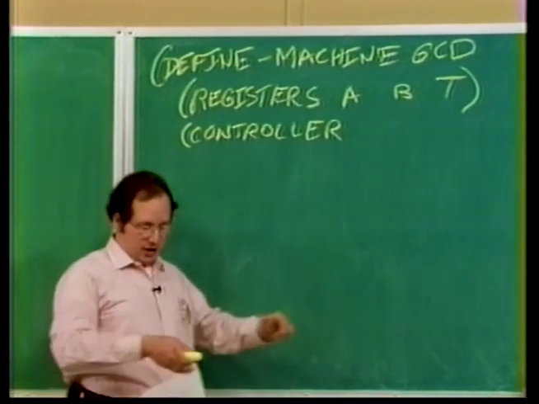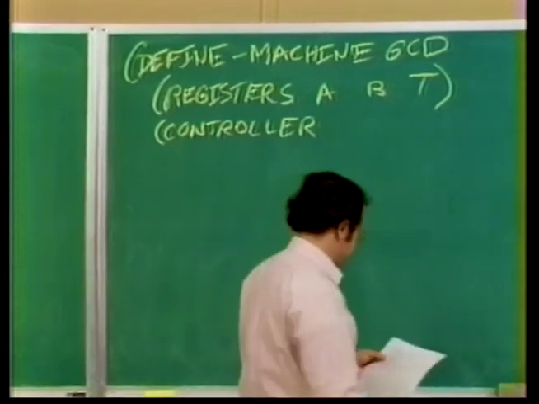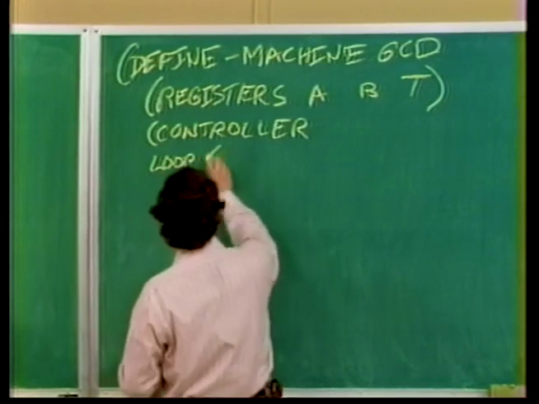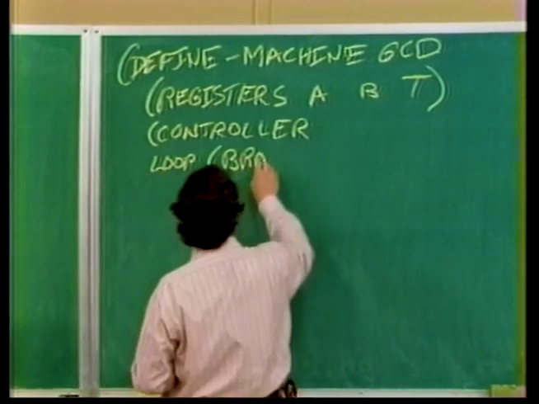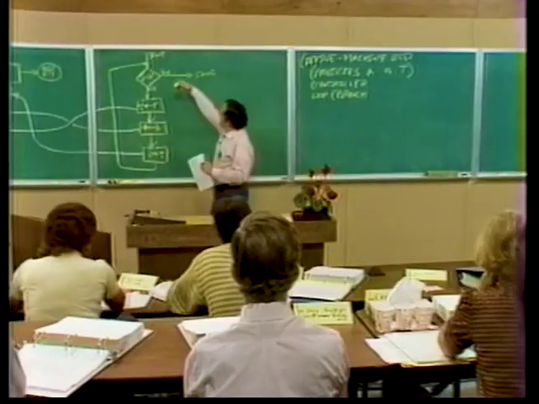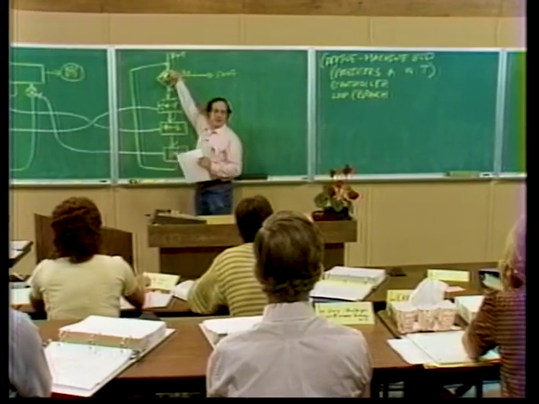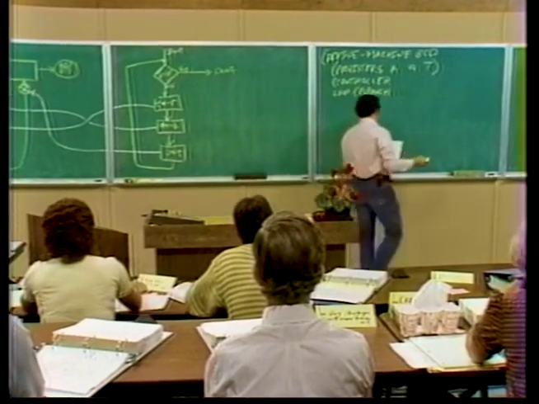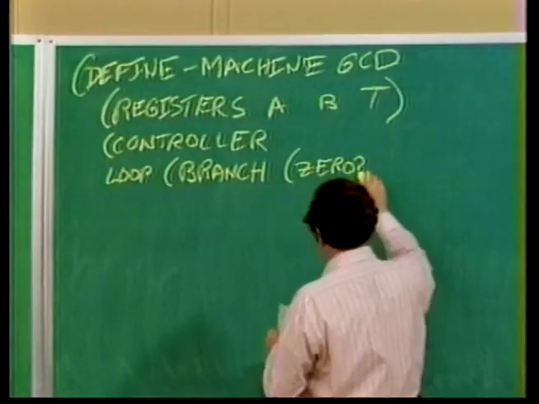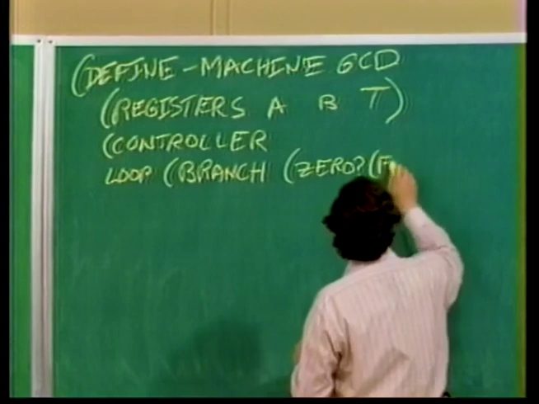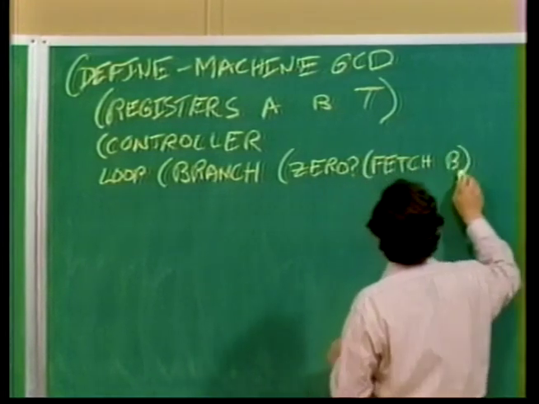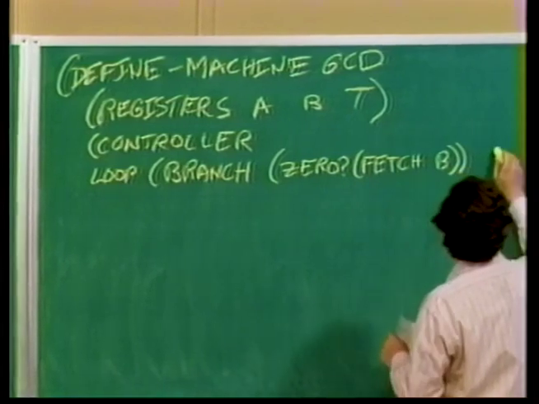Let's look at what these things are. There's a little loop that we go around, which says branch. This is the representation of the little flap that decides which way you go here. If 0, okay, fetch of B, the contents of B. If the contents of B is 0, then go to a place called done.